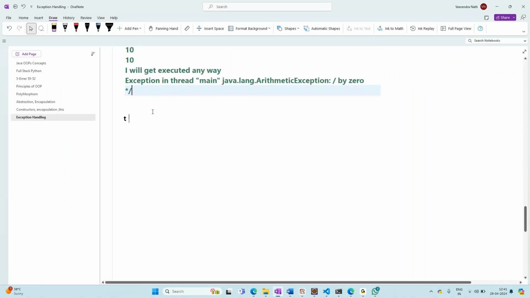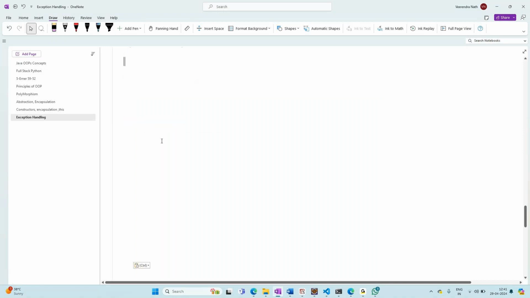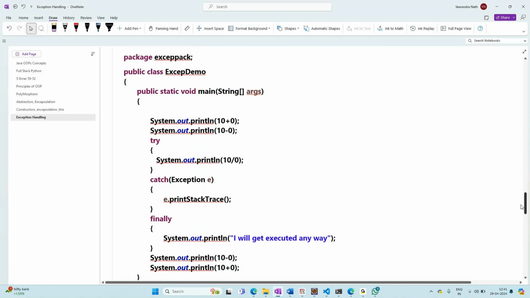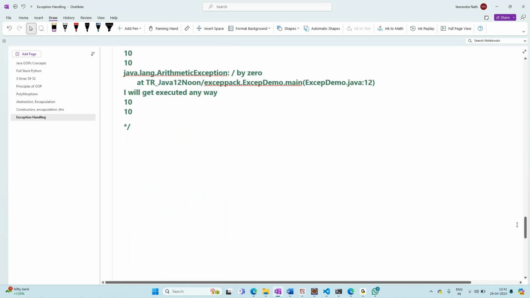So try, catch, and finally. So these are the things. Now when you are looking at try, catch, and finally, generally as per the industry, as I've told you, you will have try, catch, and finally basically.